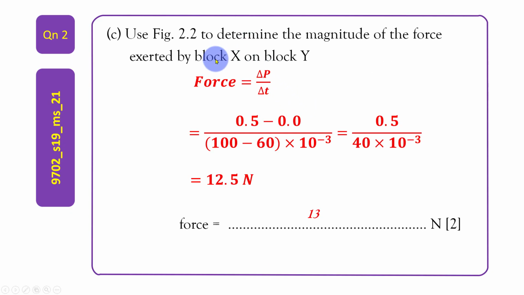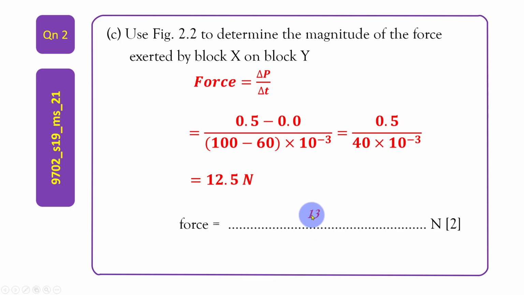That's why we must work out the gradient. Okay? And when we work out the gradient, it is change in y divided by change in t. And remember, t has to be in seconds. That is why I divide this change in time, which is in milliseconds, by 1000 to convert it into seconds. We get 12.5 newtons.